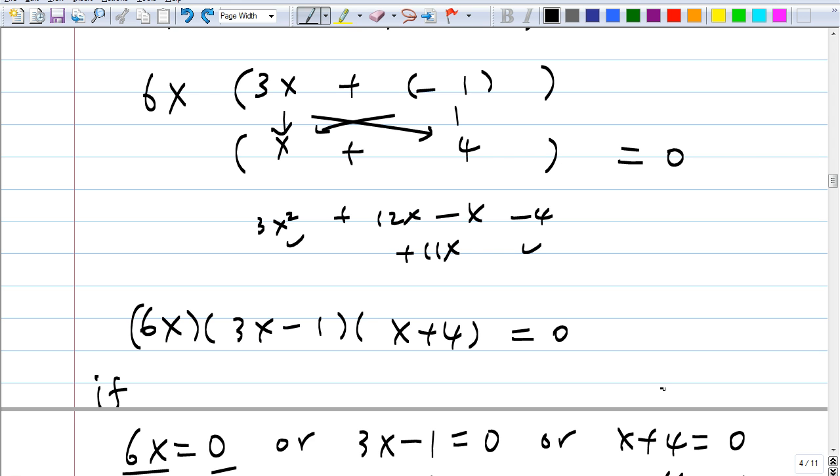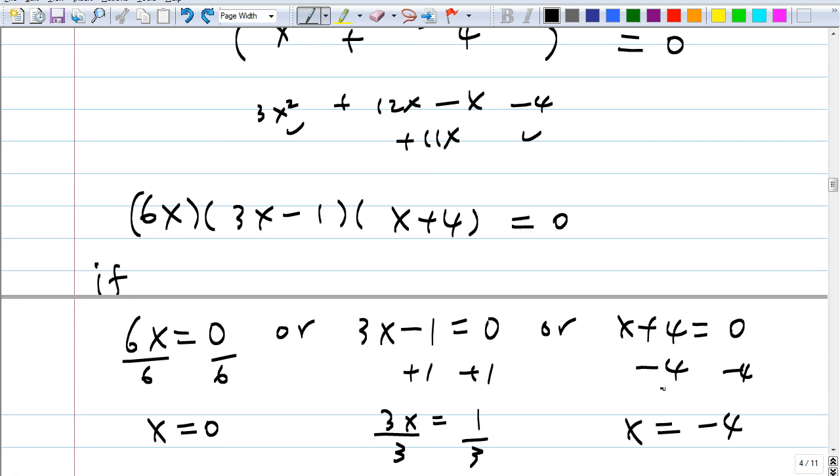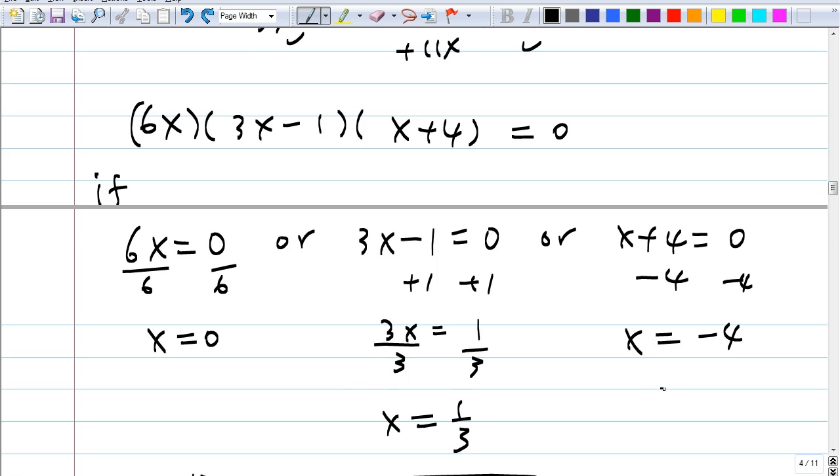When we learn the property of equality, you could divide both sides by the same number, not a variable. You can't divide by a variable. Does that make sense? So you could divide both sides by 6, that's fine. It doesn't affect any of the solutions, does it? But you cannot divide by 6x, okay? Then you lose one of your solutions. So you're right. x could be 0, x could be 1/3, or x could be -4.